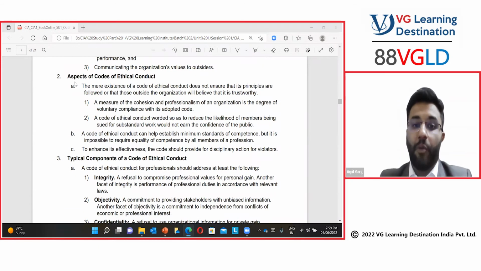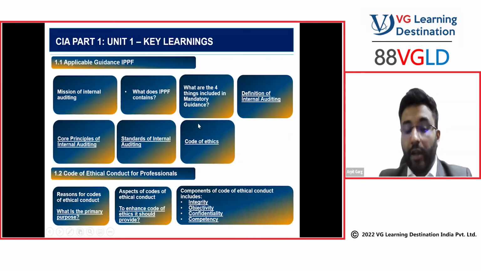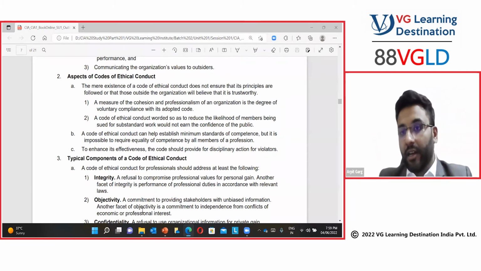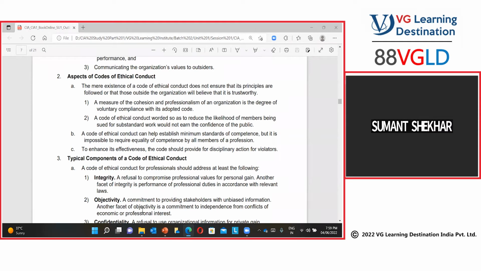There is another important thing that we need to remember: to enhance the code of ethics, it should provide for disciplinary action in case of violations. This is something you need to remember and learn. Tell me first, if the company has written a code of ethics, a document in place, can we say that they are following it just by having the document? No, right? That is one aspect of it.